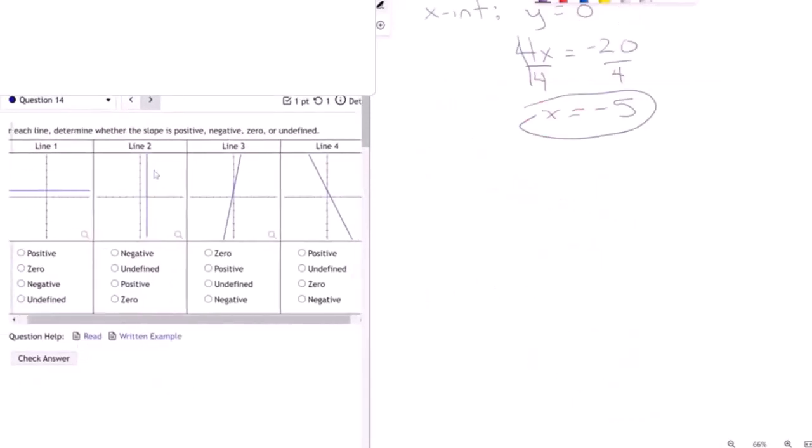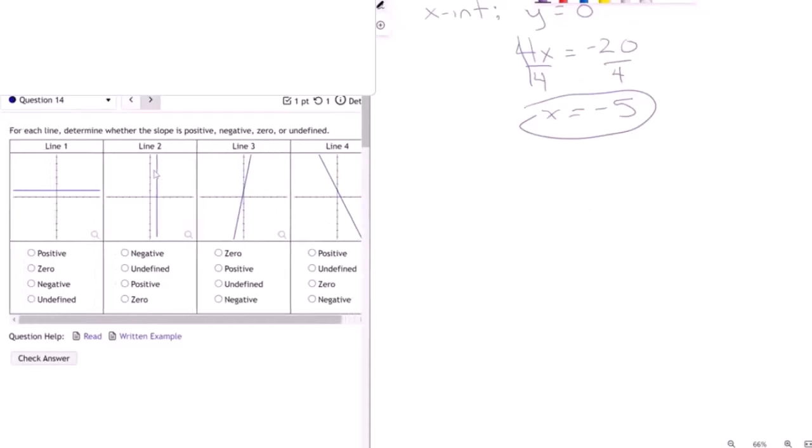For each line, determine whether the slope is positive, negative, 0, or undefined. What's the first one going to be? The first one is going to be 0. Good. The third one is what? If you read it from left to right. Oh, it looks to me like it was going down. Which way are you reading, left to right or right to left? I was actually reading from right to left. Is that how you read a book? No, left to right. Read it the way you would read words on a page. Okay, so then that means it's positive. Yes. And the other one is negative.